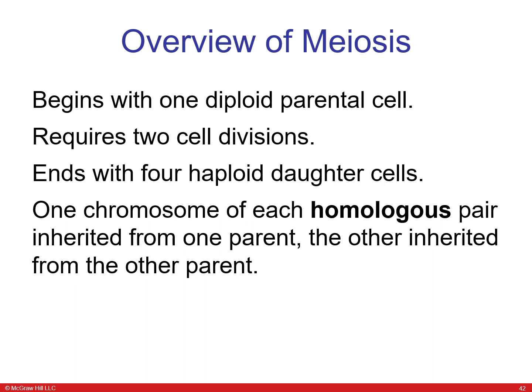So it begins with one diploid parental cell, requires two cell divisions, and ends up with 4 haploid daughter cells. One chromosome of each homologous pair inherited from one parent, the other inherited from the other parent.